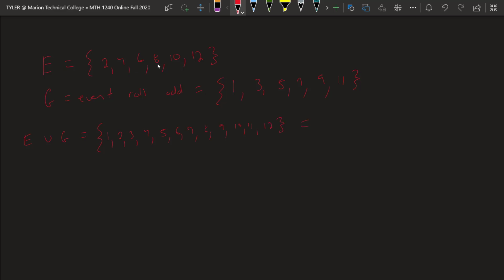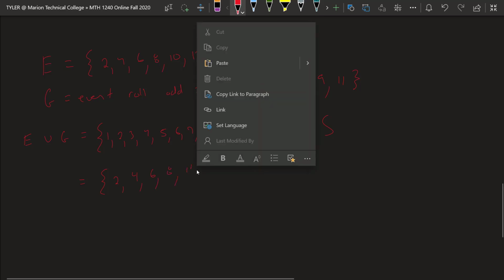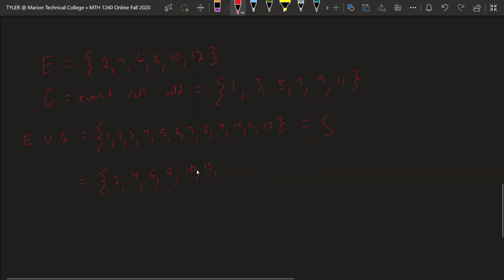So that's just equal to S, right? If we didn't want to write it in this order, we could also have written E down first, so 2, 4, 6, 8, 10, 12, and then add in G behind, so everything that's in G that's not in E, which is just everything in G, because there's nothing in common. When you write a set, the order of the elements doesn't matter, so these two sets are the same. They're both equal to S.